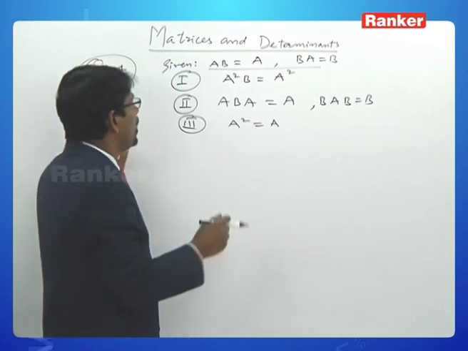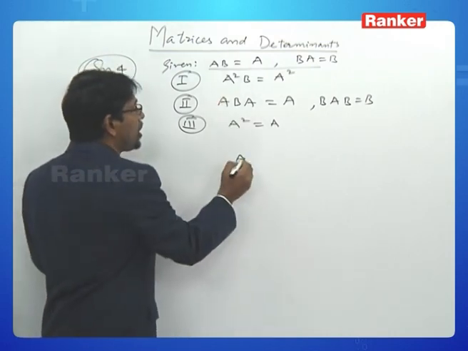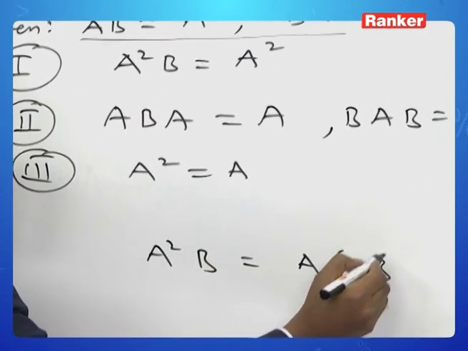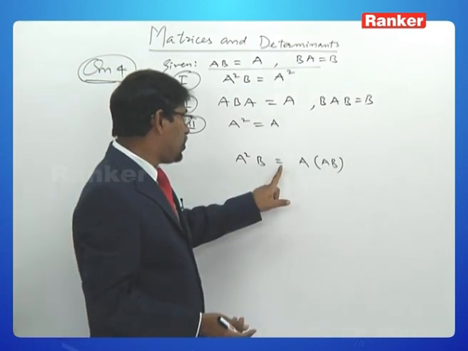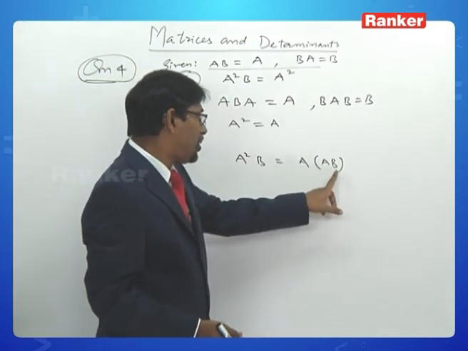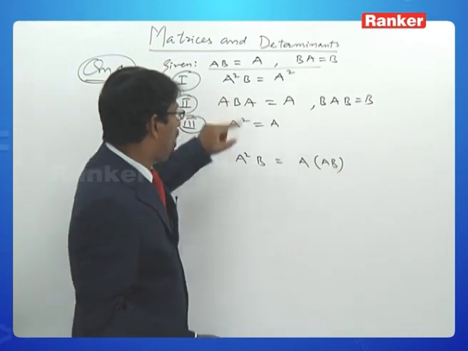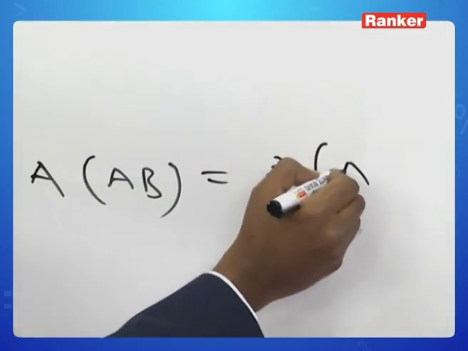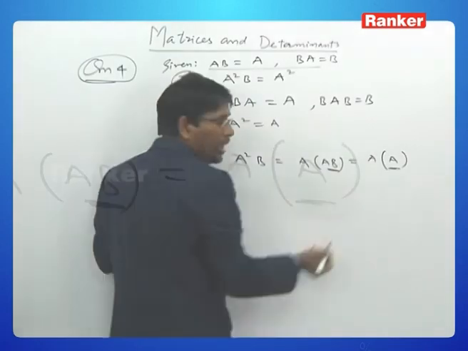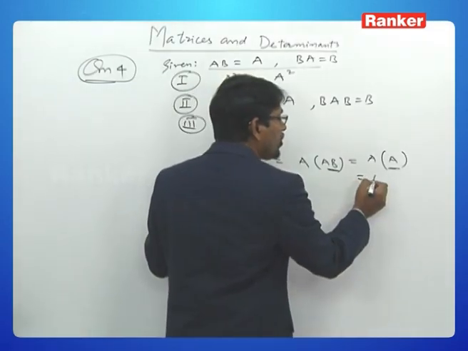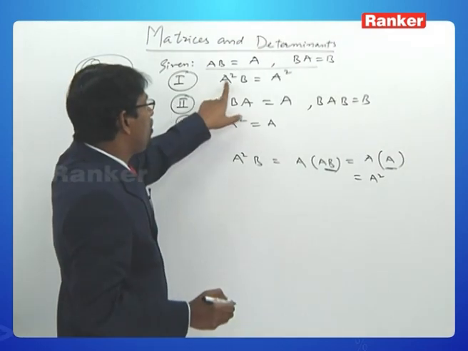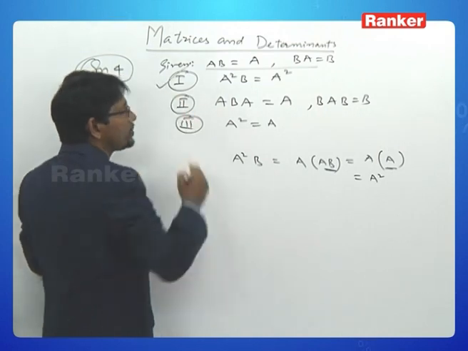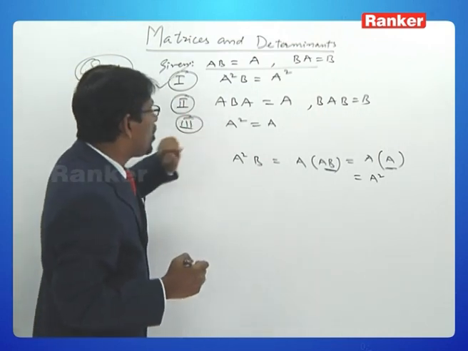So now let's see, how do I write A square B? A square B is nothing but A into AB. Matrix multiplication is associative, so I can associate this A and B. But what is AB? We know that AB is nothing but A. So in place of AB here, I am going to replace it with A. So what we have here? A into A, and that's equal to A square. So A square B is equal to A square. That is, option 1 is okay.